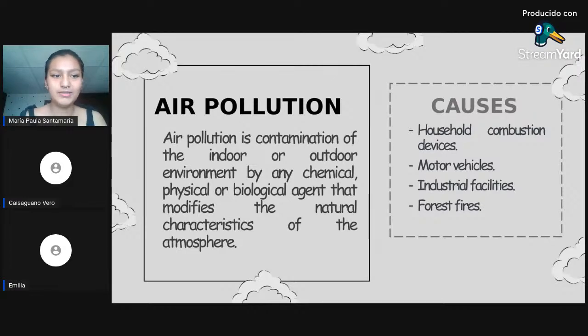So I have a question for Emilia. What do you think we can do to decrease the levels of air pollution?